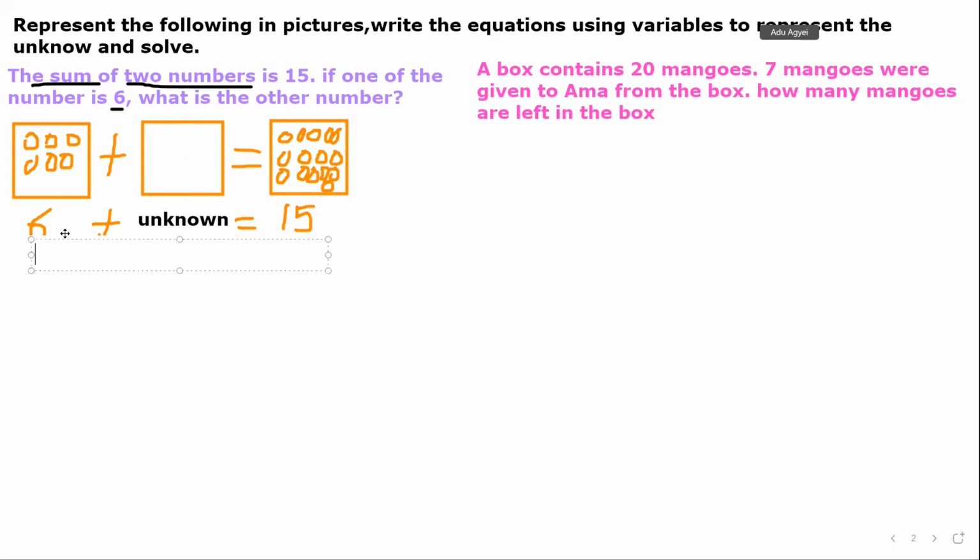Okay, so let unknown equal to A. Okay, good. Now you write the equation. Our equation will be 6 plus 1A equal to 15. Okay, good.